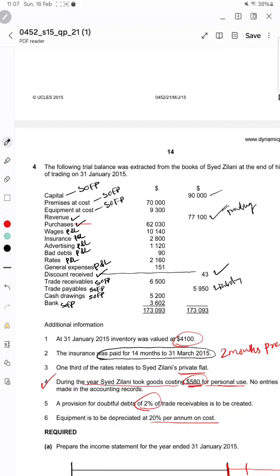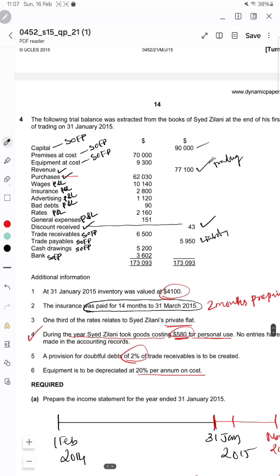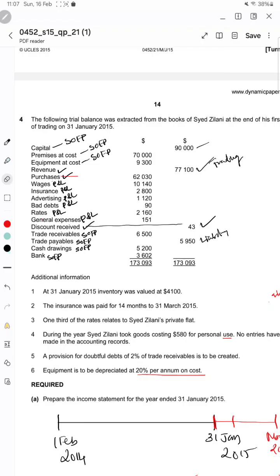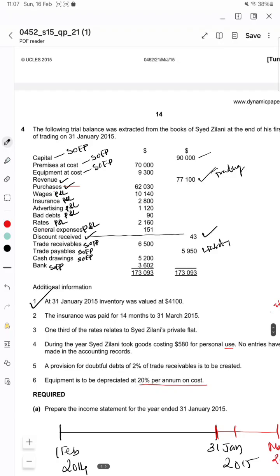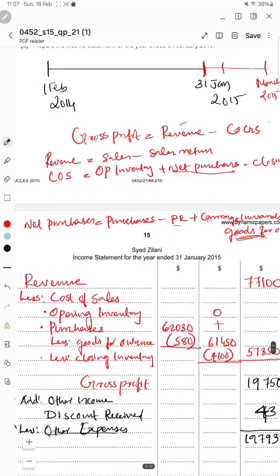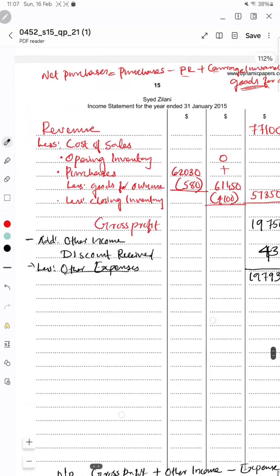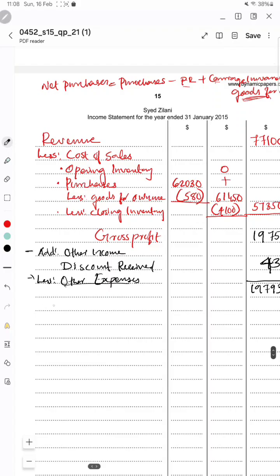Now we have wages. So check if there is any adjustment for wages first. We already taken the closing inventory. Insurance we have adjustments. I think for wages there is no adjustment, so directly you can take wages. Wages is 10,140. If there is no adjustment, you can take it in the second column. Wages 10,140, directly I took it.